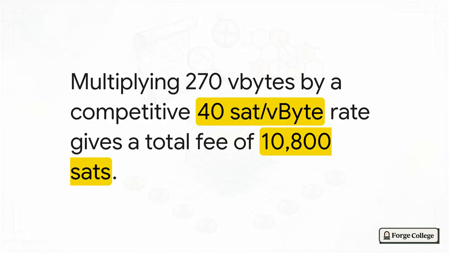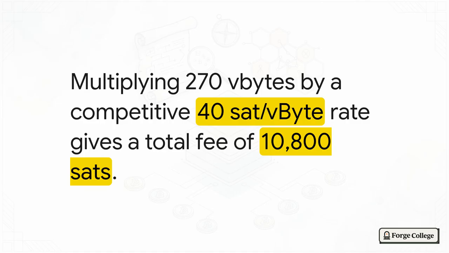Now we check our mempool estimator for that desired 6-block target. The network tells us a competitive rate right now is 40 sats per vbyte. Multiplying our 270 vbyte size by that 40 sat rate gives us a total absolute fee of 10,800 sats. Look at that. It's beautifully, perfectly under our 60,000 sat budget. By doing the math beforehand and optimizing our inputs, we've successfully and safely navigated the fee pricing layer without breaking a sweat.